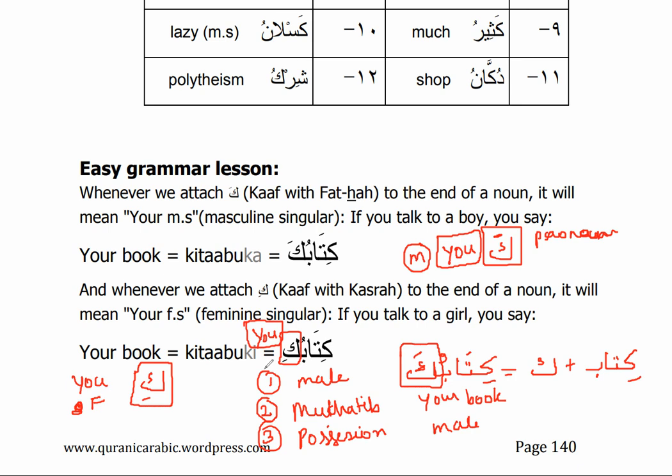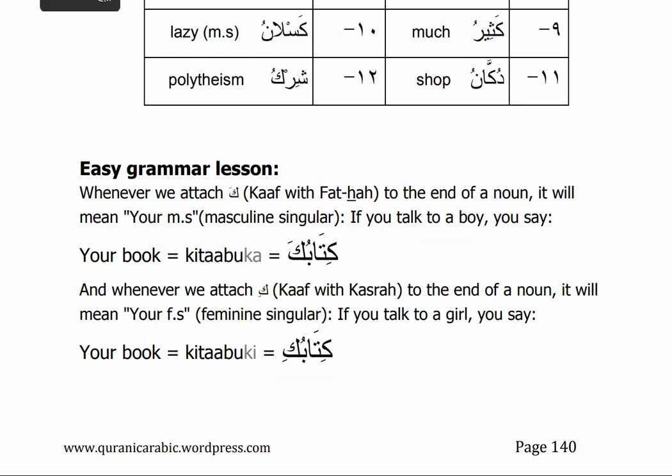The damir tells you a lot of things. First of all, it tells you the gender. Secondly, it tells you that you are speaking to the second person, the person in front of you. And thirdly, the possession. Whose book is this? Your book. So it tells you the possession. This is the explanation of the damir ka and ki.